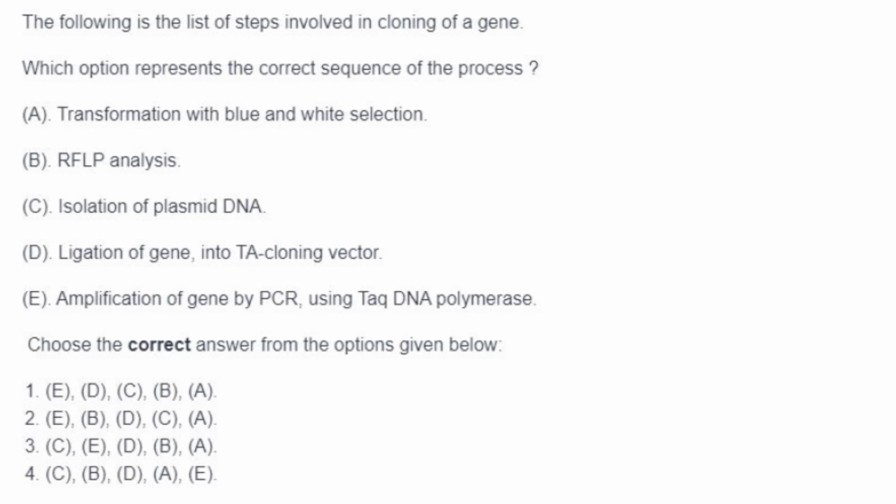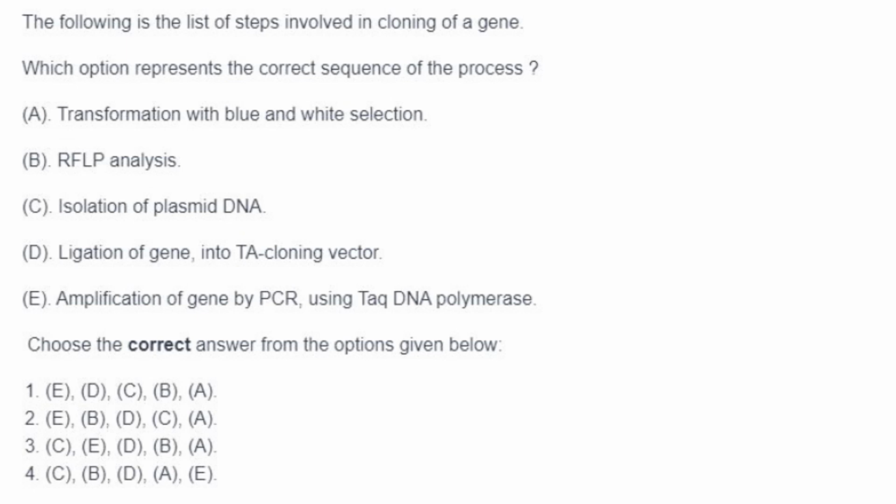Then they have given C, that is isolation of plasmid. Now, as per me, after ligation of the gene into a TA cloning vector, which is also a plasmid, why do you go for isolation of plasmid DNA? You already have the plasmid DNA in your hand. So C cannot be the next step. It has to be A.